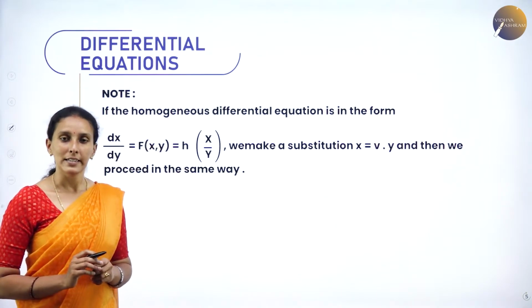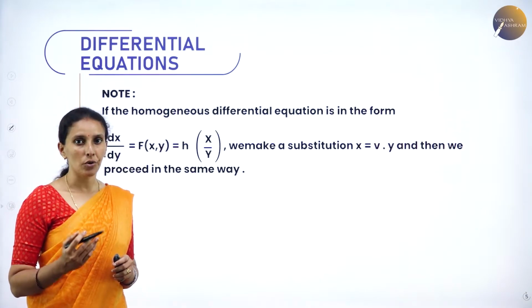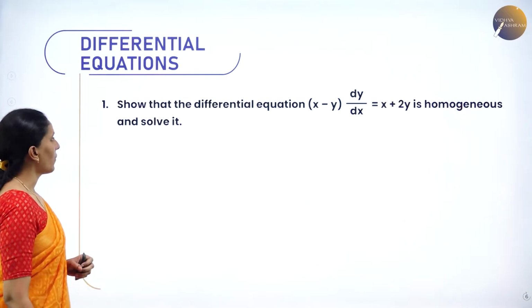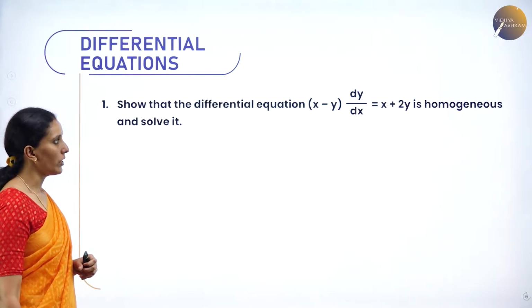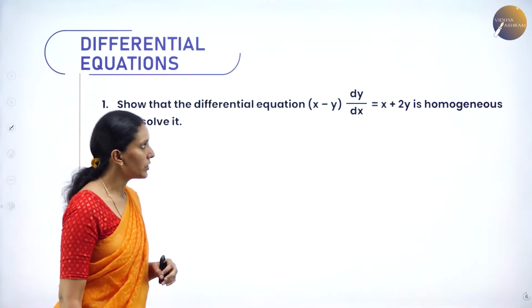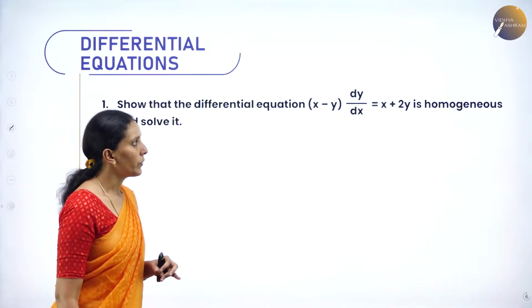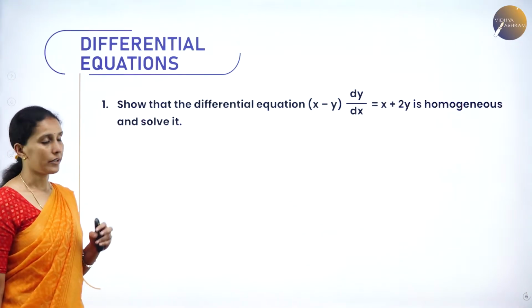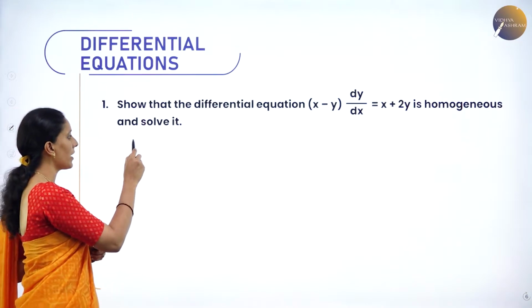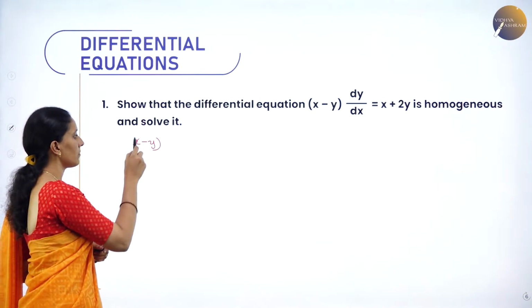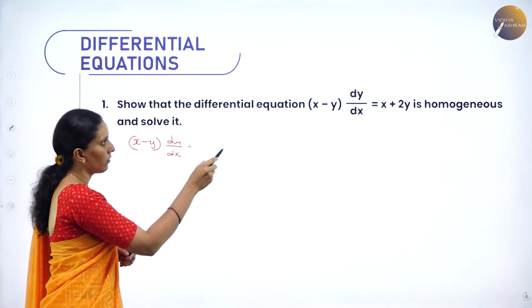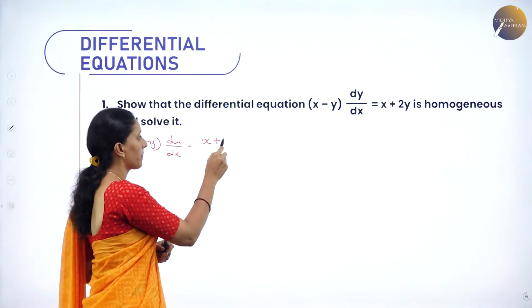So let us see the problems and show that the given differential equation is homogeneous and solve it. First one: show that the differential equation x minus y into dy by dx is equal to x plus 2y is homogeneous and solve it. So we have here x minus y into dy by dx is equal to x plus 2y.